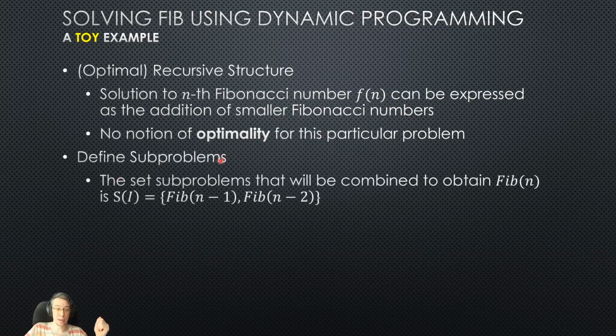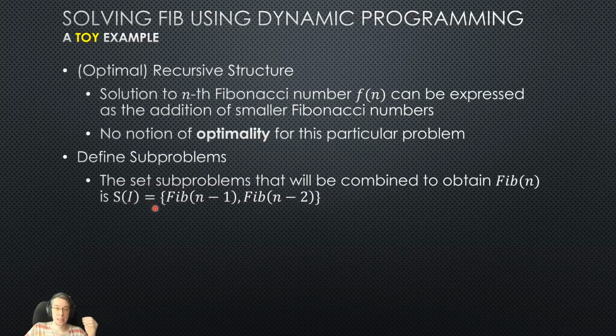Then we define our subproblems. The set of subproblems that will be combined in order to obtain fib n is fib n minus 1 and fib n minus 2. And I wrote here that S of I was exactly equal to this, but that's not correct. Sorry, I made a mistake on the slide here, which I can correct.